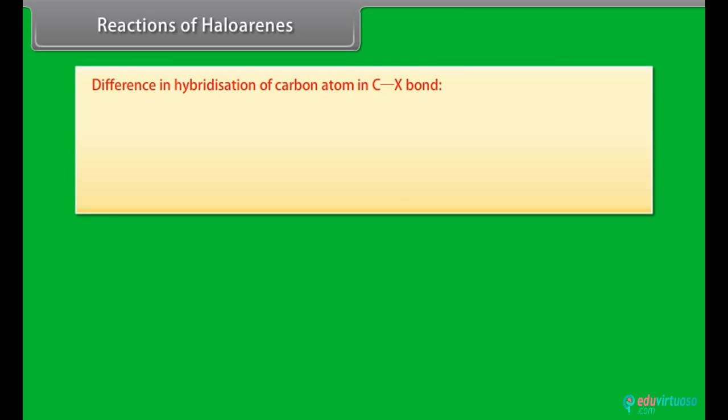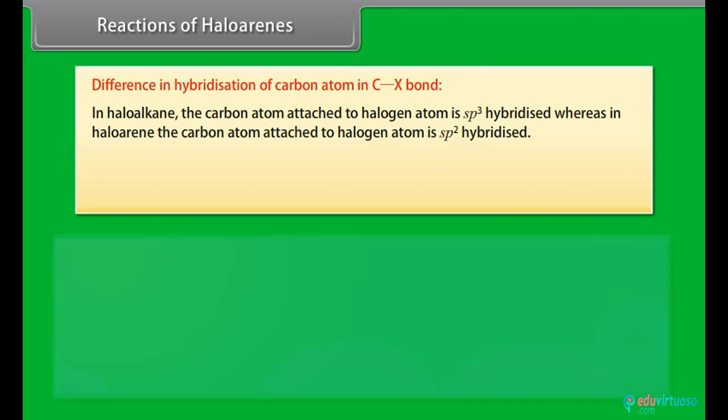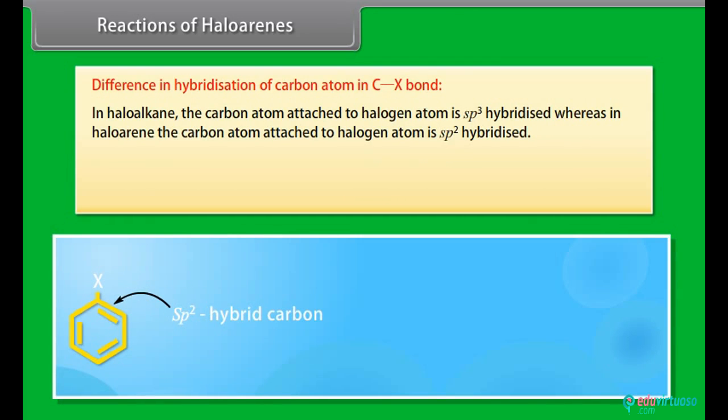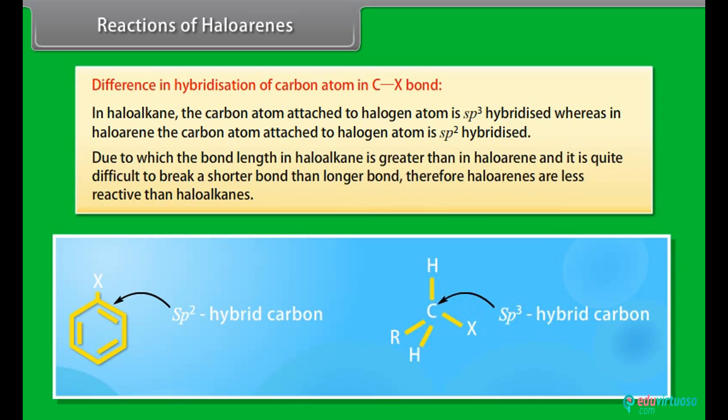Difference in hybridization of carbon atom in the C-X bond. In haloalkane, the carbon atom attached to the halogen atom is sp3 hybridized, whereas in haloarene, the carbon atom attached to the halogen atom is sp2 hybridized, due to which the bond length in haloalkane is greater than in haloarene, and it is quite difficult to break a shorter bond than a longer bond. Therefore, haloarenes are less reactive than haloalkanes.